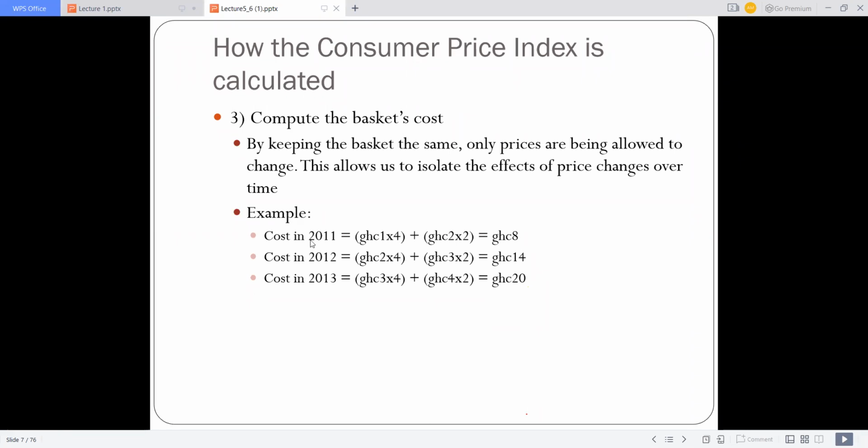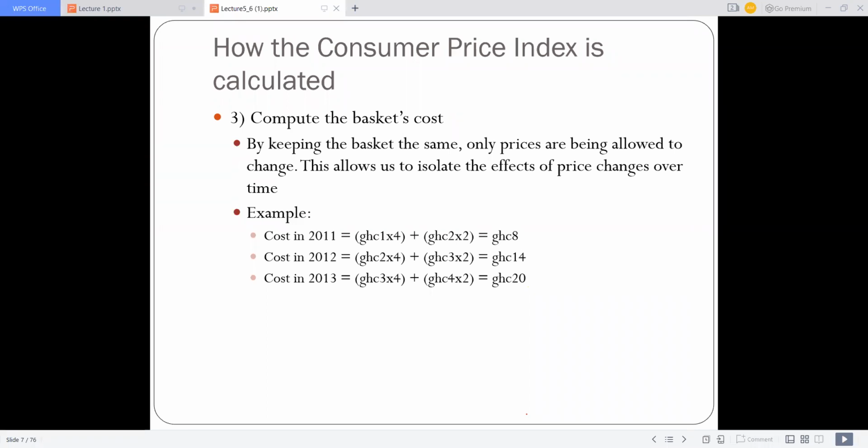Becca, I'll come back to you. 2011, we had 8 cedis. 2012, we had 14 cedis. 2013, we have 20 cedis. So these are our basket costs for the years respectively. Who doesn't know how to compute these? Yes, Becca, you have a question. Your hand was up.